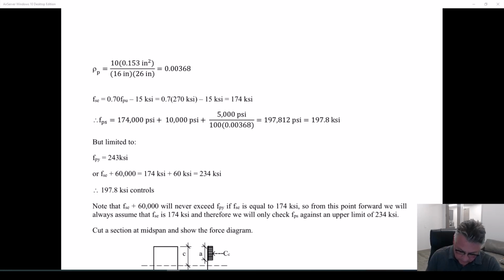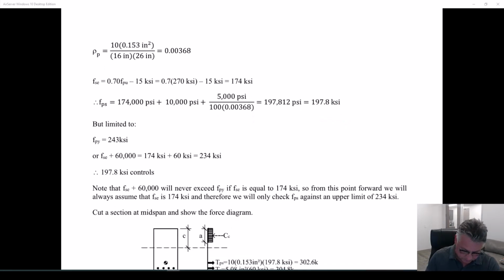So we plug this in, and I don't even want to say this is difficult, but just getting that rho p correct is about all that it takes to get this right, and it's very quick and easy. Nothing like the pretensioned people's equation. Come up with 197.8 ksi.